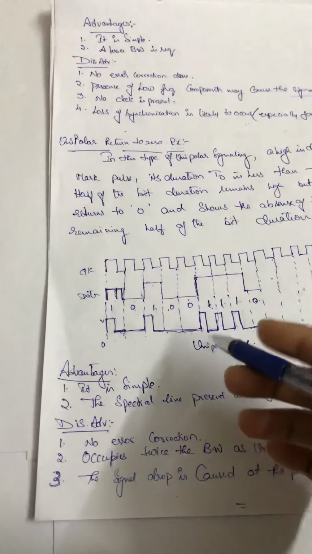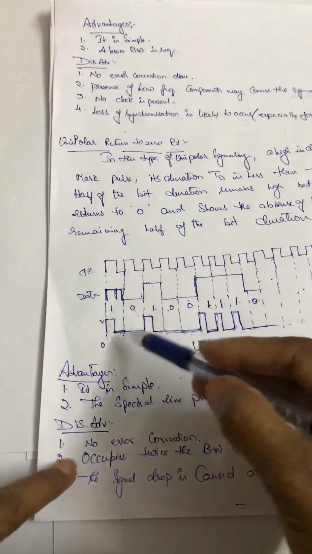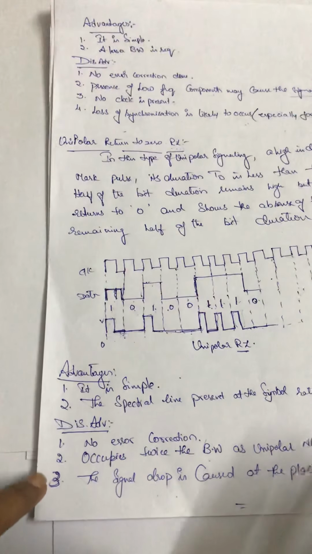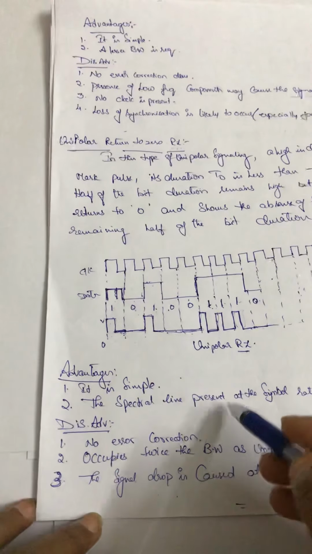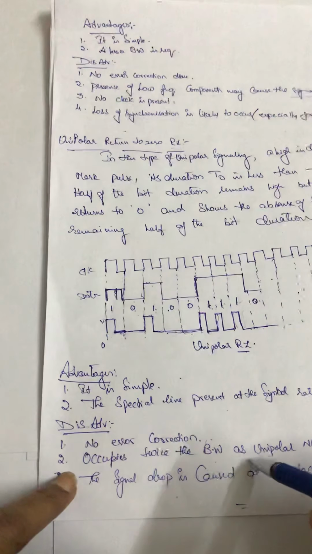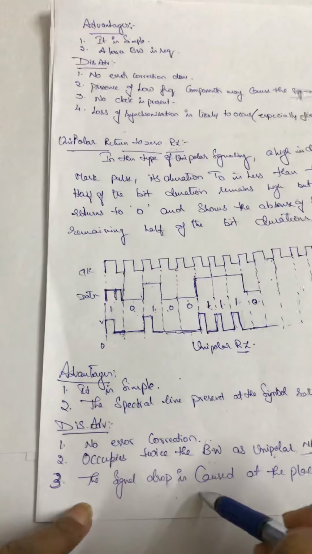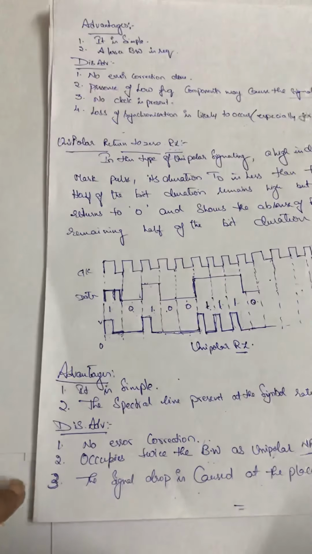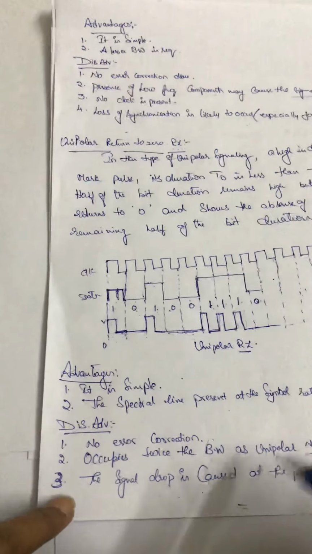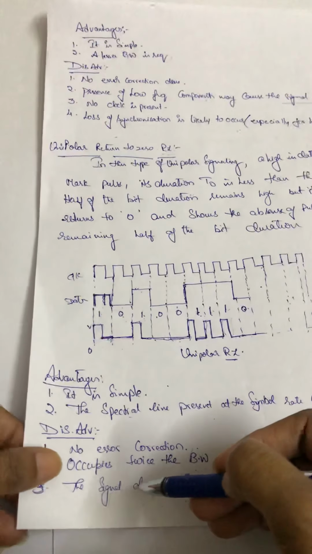What are the advantages? It is simple, and due to the spectral lines, spectral lines present at the symbol signal rate can be used as a clock here. Disadvantages: no error correction, and it occupies twice the bandwidth of unipolar NRZ. The signal drop is caused at places where the signal is non-zero at 0 Hz. If the frequency is 0 Hz, signal drop will occur. These are the advantages and disadvantages.